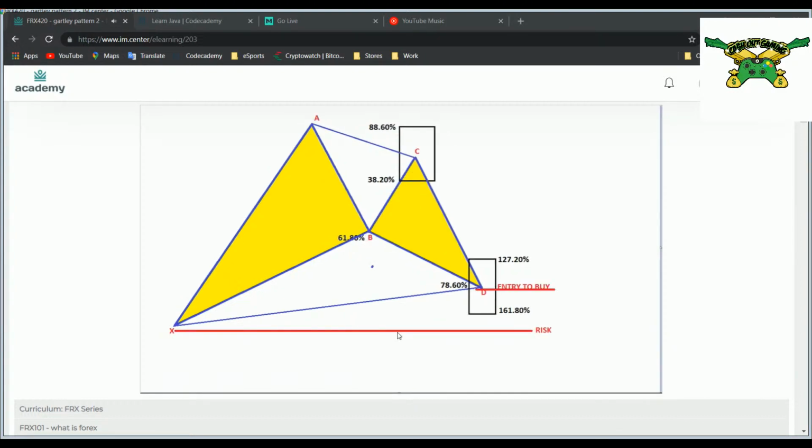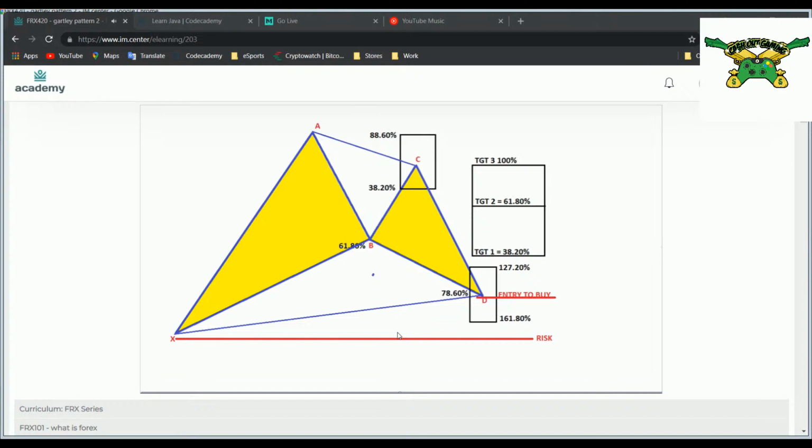Now that we understand the structure of the bullish Gartley, the D completion point is the entry point to buy. And your risk is right below the X point, or 103%. Which means that X is the low, A is the high, 100%. If it was to retrace all the way down, it would retrace 103%. That would be your risk point. So entry point and risk point.